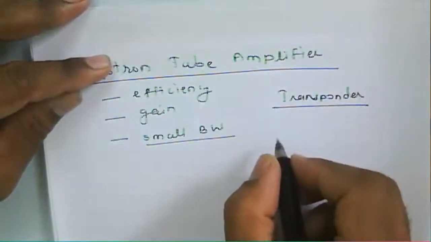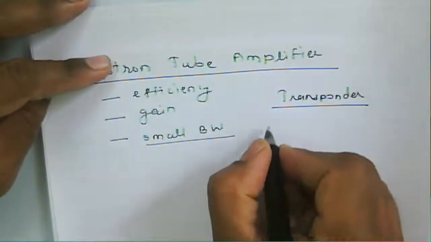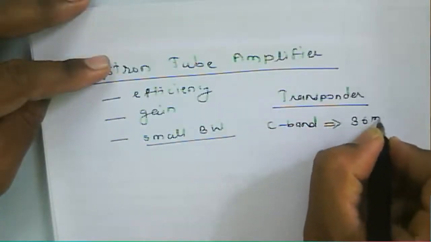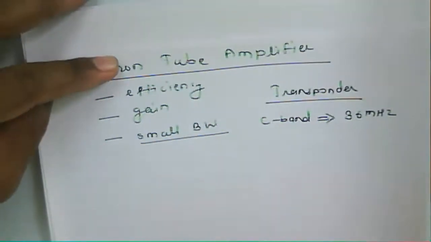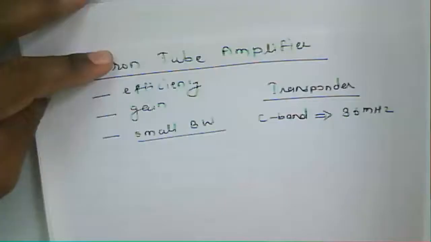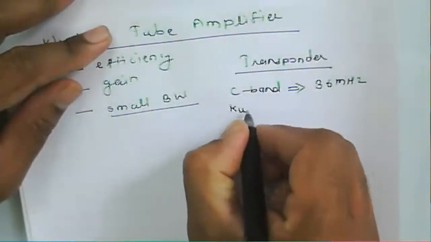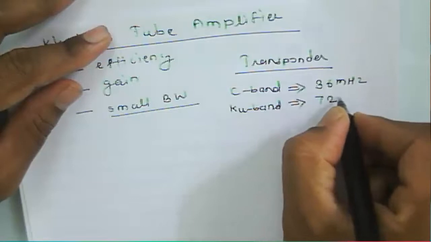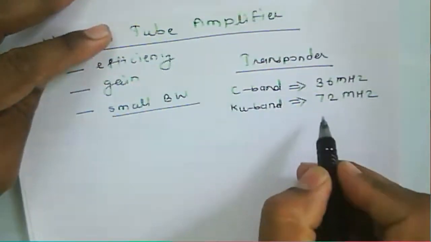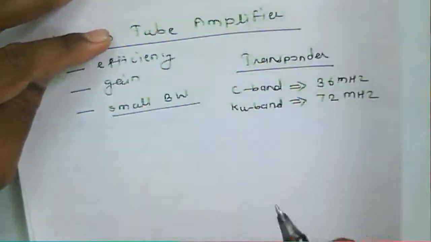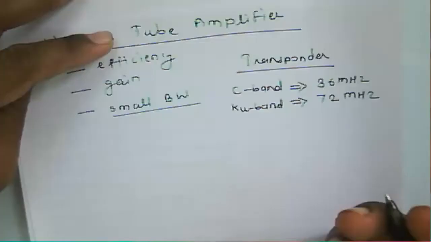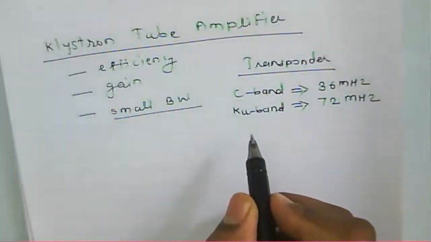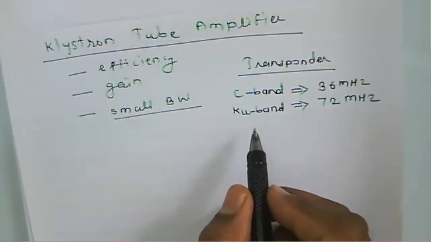A transponder typically, if you consider a C band transponder, has a bandwidth of 36 megahertz, and a Ku band transponder has a bandwidth of 72 megahertz. Because of this small bandwidth, whereas a TWTA has 500 megahertz of bandwidth, the Klystron tube amplifier is used for a specific band of operation.